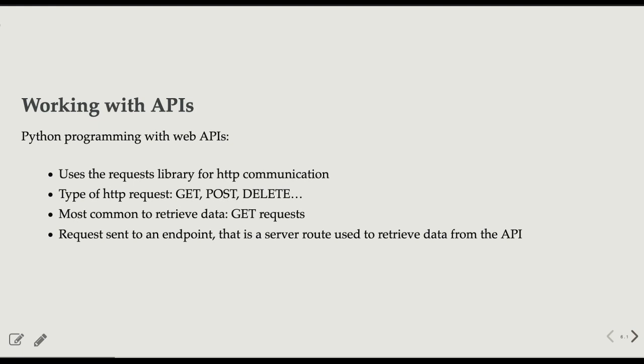Today, JSON, or JavaScript Object Notation, is a common data format when you interact with these web APIs. We can use Python to create programs to interact with these web APIs. One particular library that we can use is the requests library for HTTP communications. And we can follow the HTTP protocol to send requests such as GET, POST, or DELETE to do different types of operations. One common method, of course, is simply to retrieve data, so you may want to send a GET request with related parameters to retrieve the data that you need. The request can be sent to an endpoint, which is essentially a server route used to retrieve data from the API.